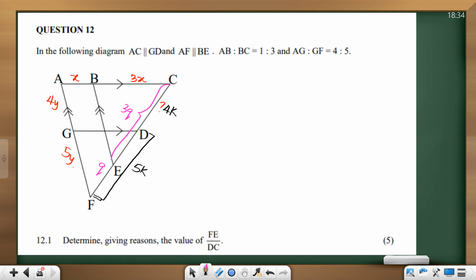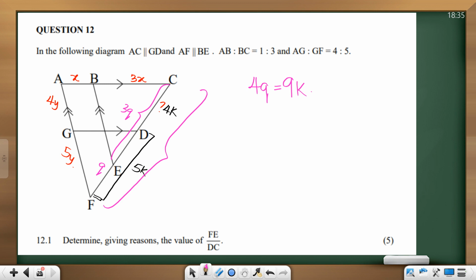I see something in my head. I hope it works. Now, in order for me to be able to work this out, I need to write them in the same letters so that it can cancel out. What is this whole length in terms of Q? 4Q. So 4Q equals to what? 9K.